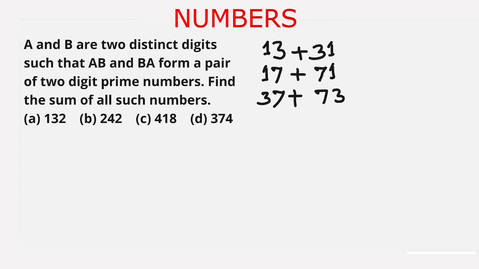Then next comes 79. 79 on reversing we get 97, and both are prime numbers. So the next pair is 79 plus 97. Now all the numbers in the row of 81 to 90, as 81 starts with 8, an even number, on reversing the digits we will get all even numbers, so that row of 81 to 90 is not of our use.